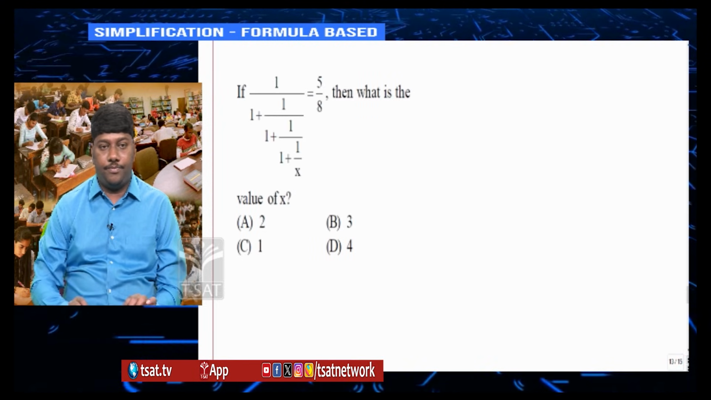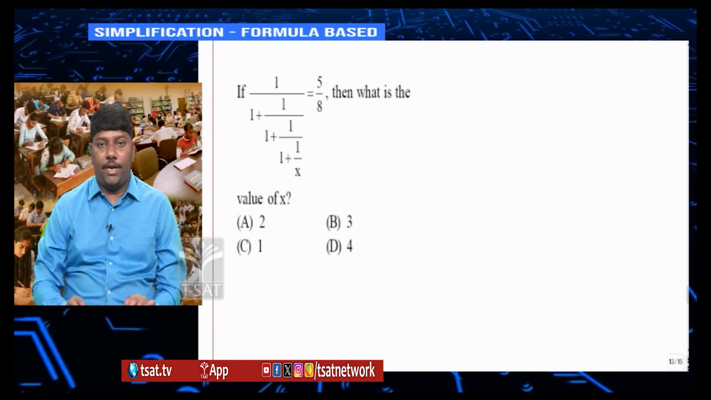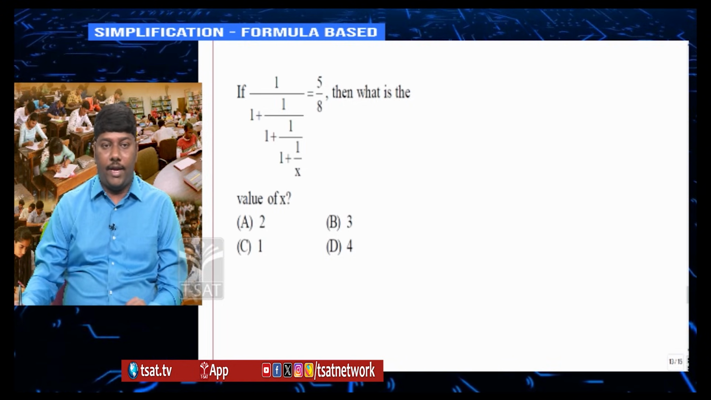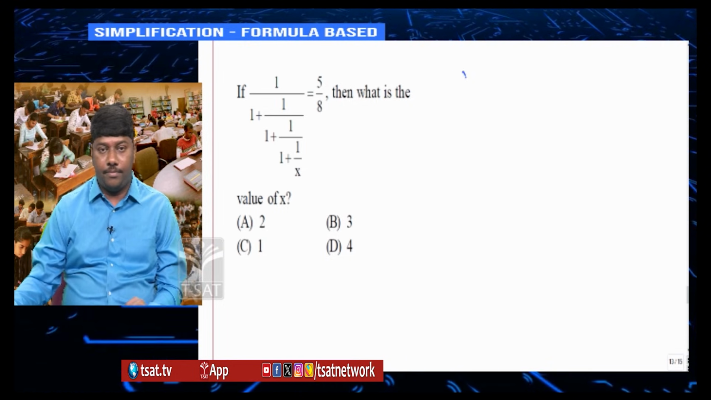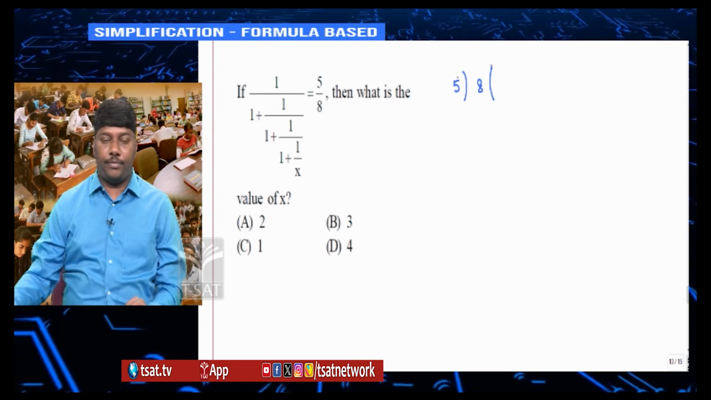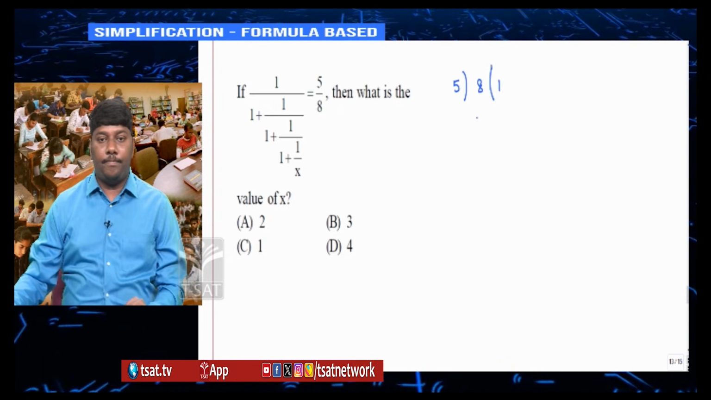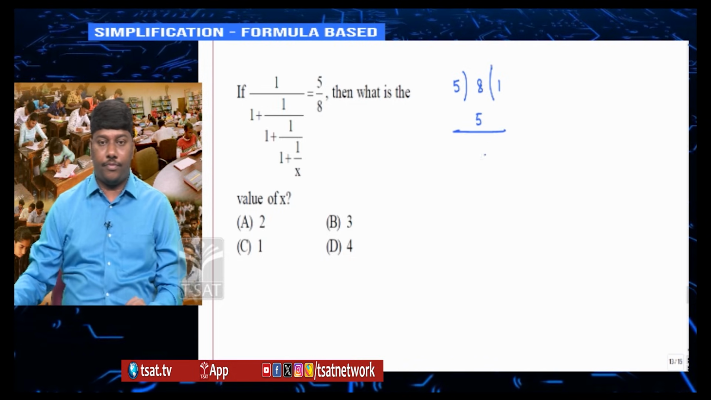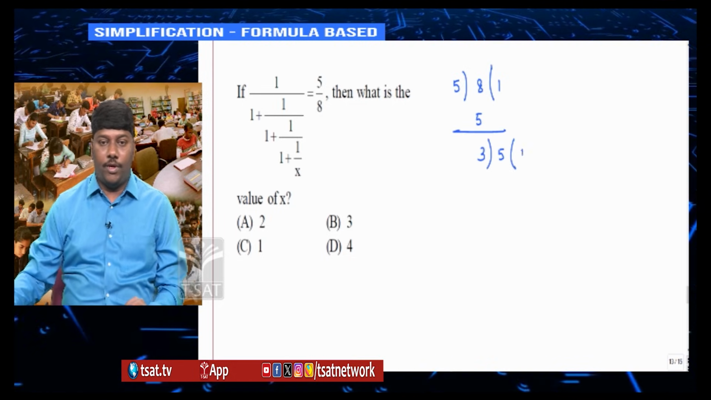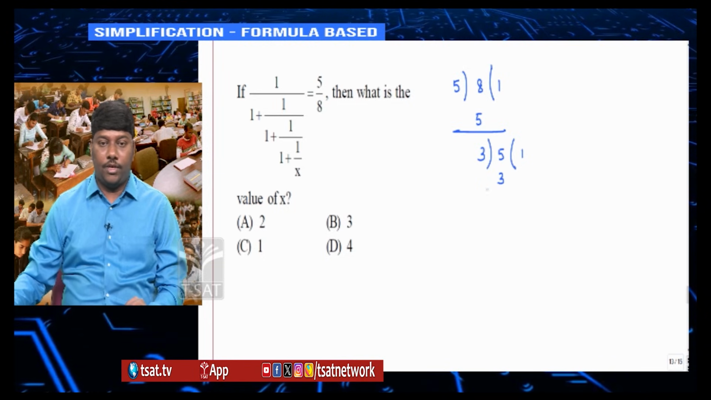Similarly, look at this sum. 1 plus 1 by 1 plus 1 by 1 plus x, finally 5 by 8. So first you simplify. Take the denominator and divide it by 5. 5 1s are 5. Then again 1s are. Remainder is 2.